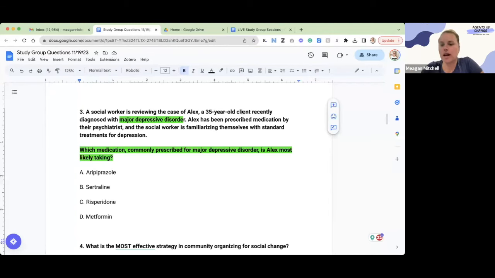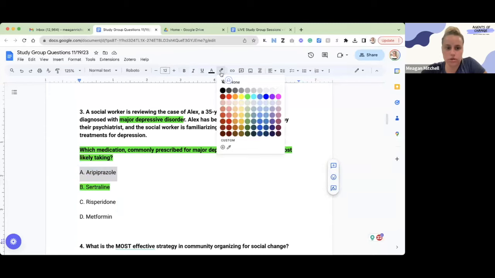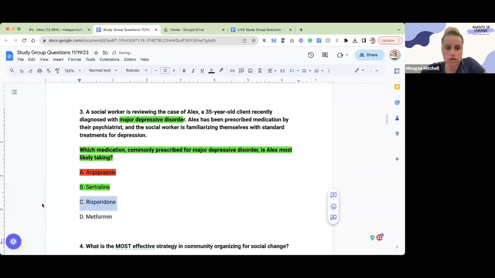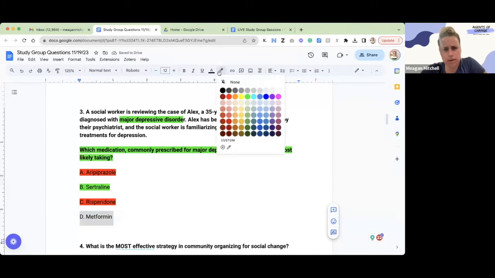So for those of you that have used some of the study tricks for medications, what do you know about antidepressants? And it's usually the ending of the names. What do we know about antidepressants? Yep, they usually end in I-N-E or A-M. Yep. So knowing that, sertraline is the correct answer. And these others can be ruled out. Risperidone is an antipsychotic. I believe metformin is for diabetes management.